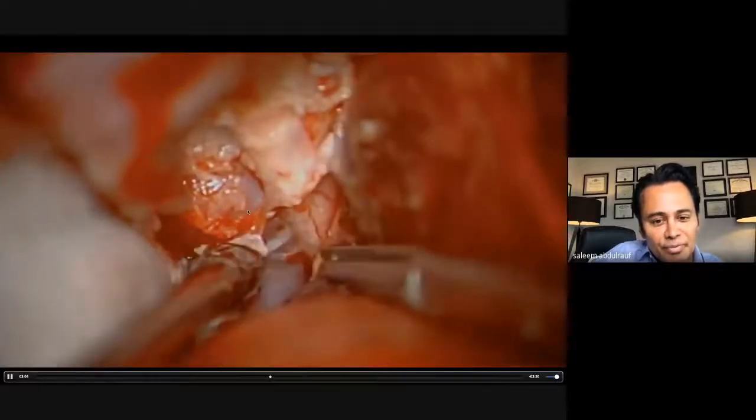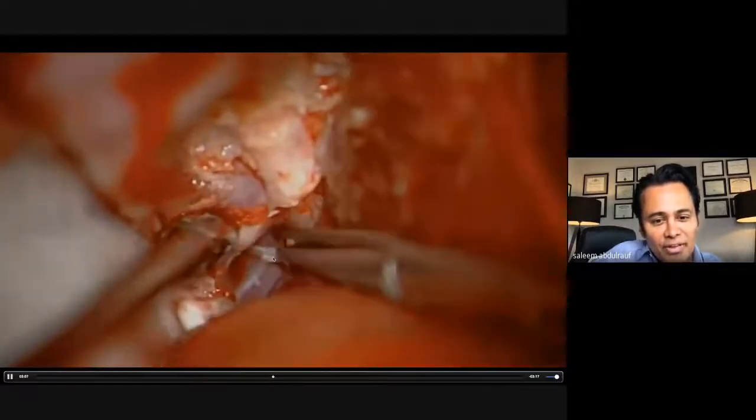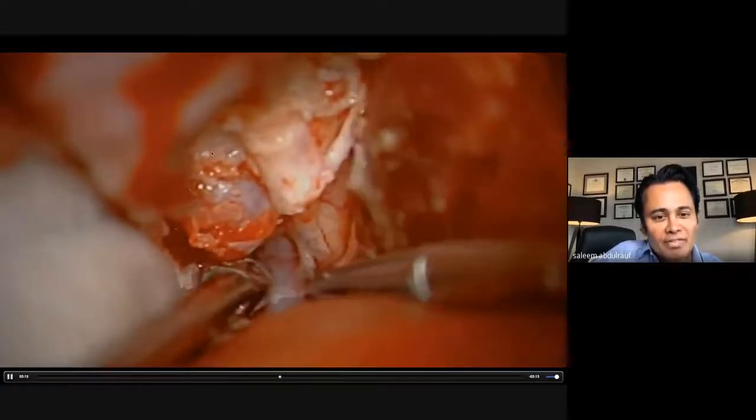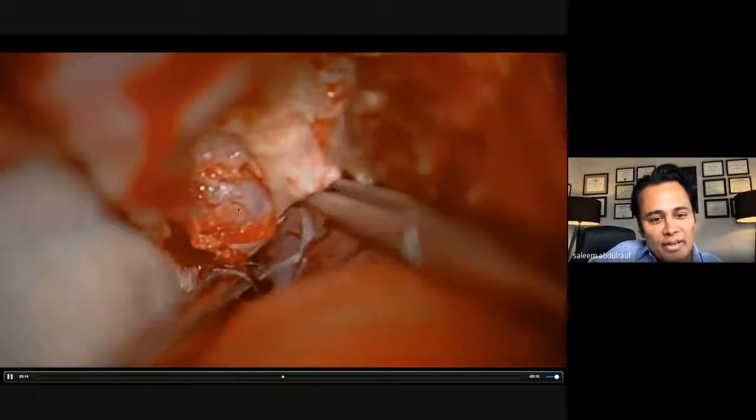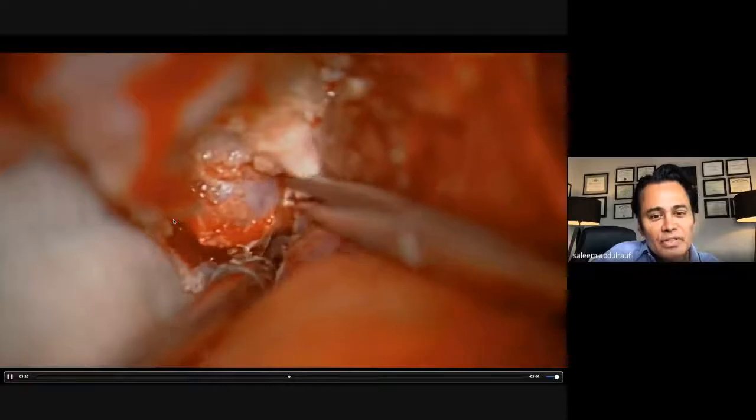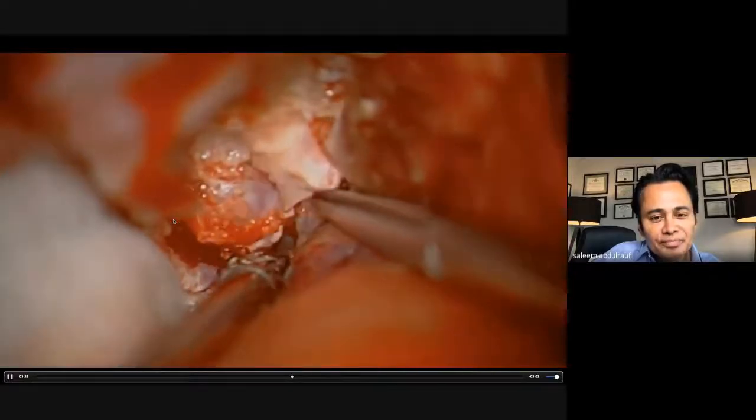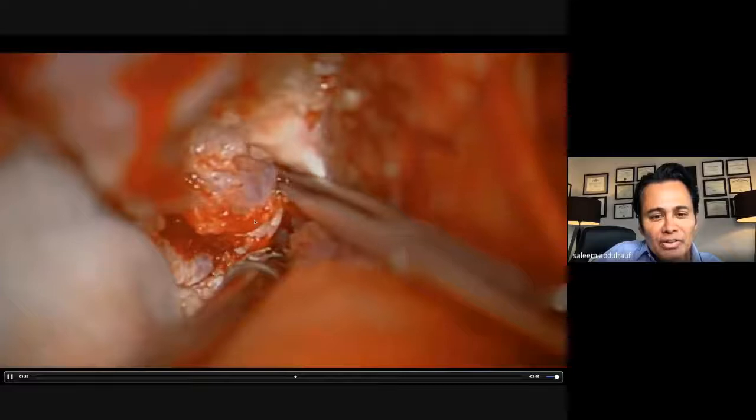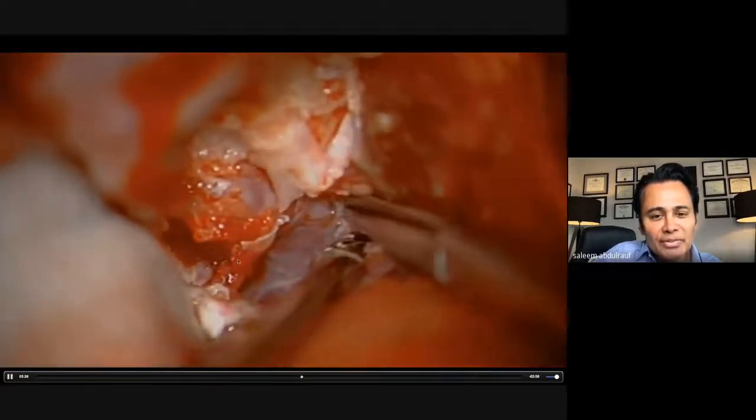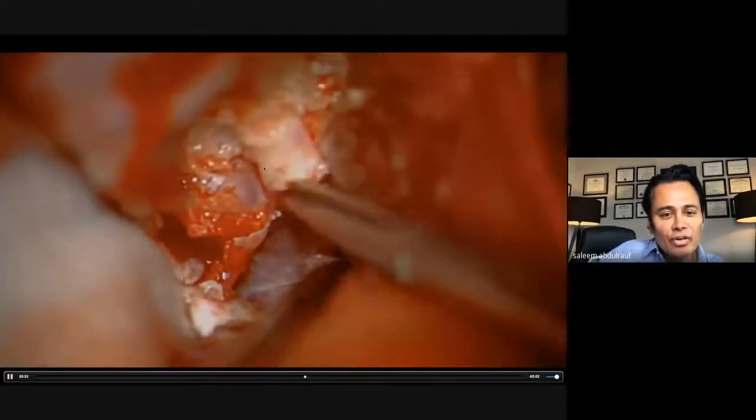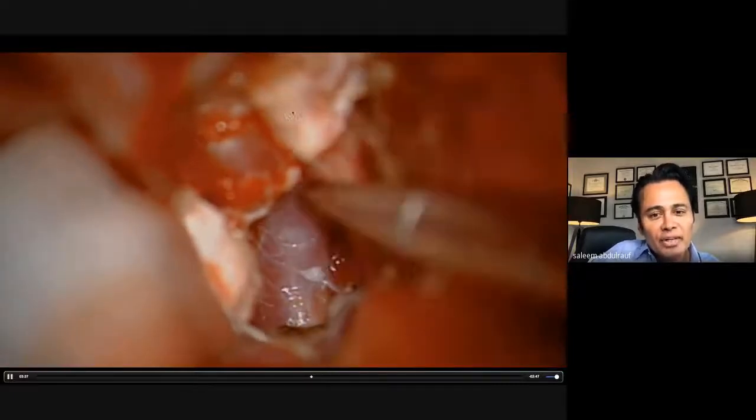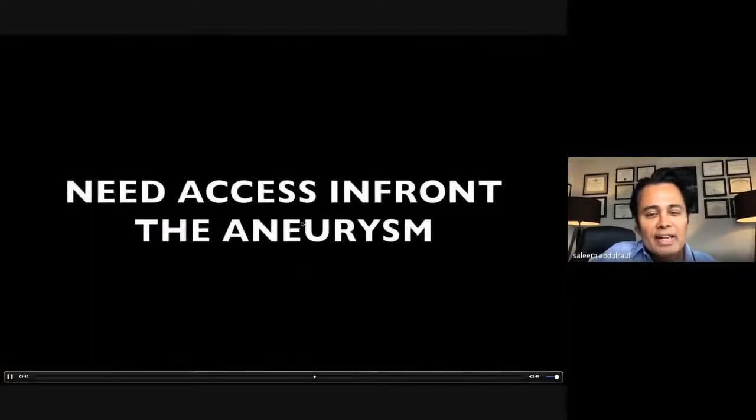That's the aneurysm, and that's the carotid artery in the subarachnoid space right here. Left optic nerve. I've drilled the clinoid here. This is the dome of the aneurysm, and the neck goes all the way proximally here. So this is a concern. I don't like to use retractors if we can avoid them. In general, I do not use retractors. That's an internal carotid artery right here. Left optic nerve, carotid artery, need more access.